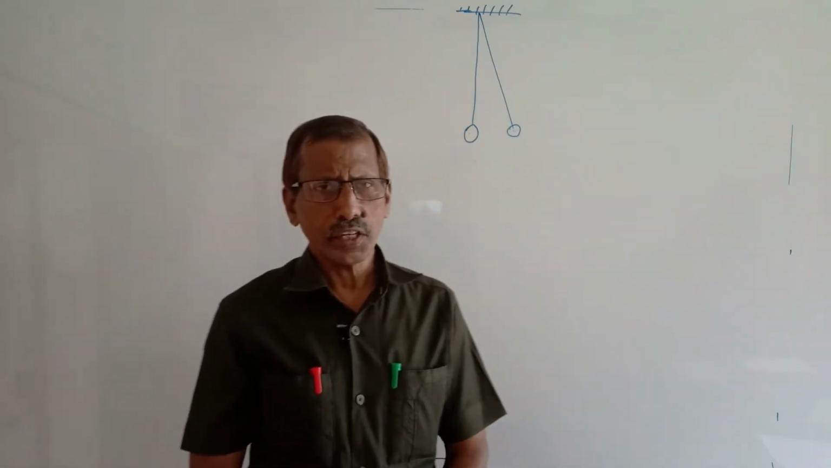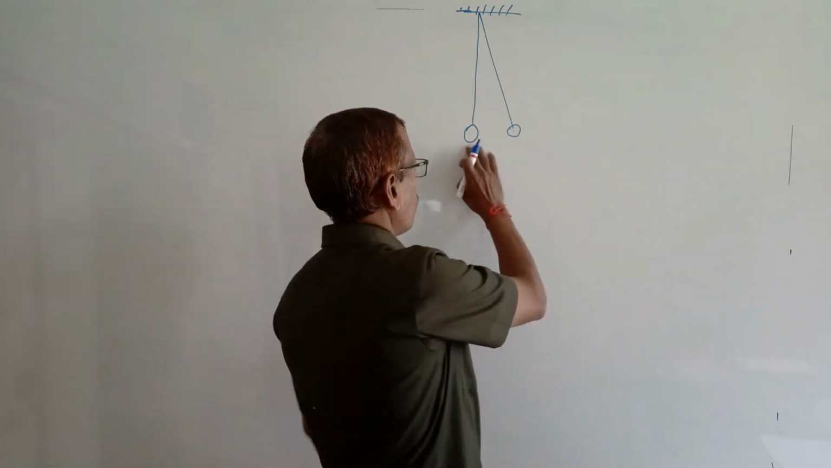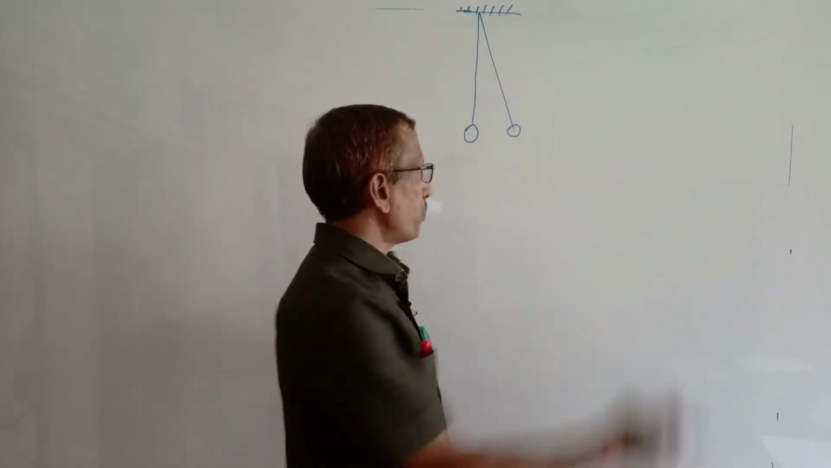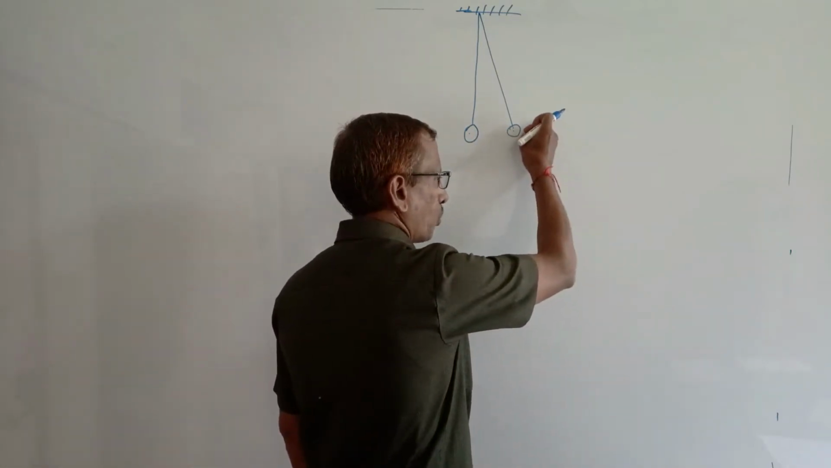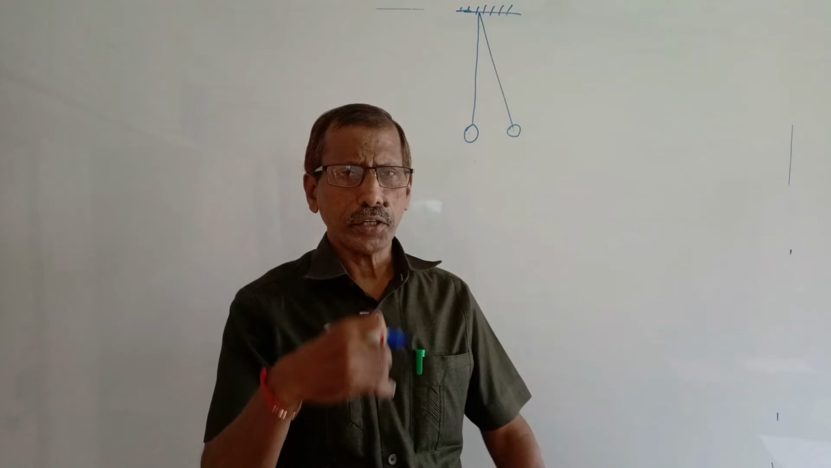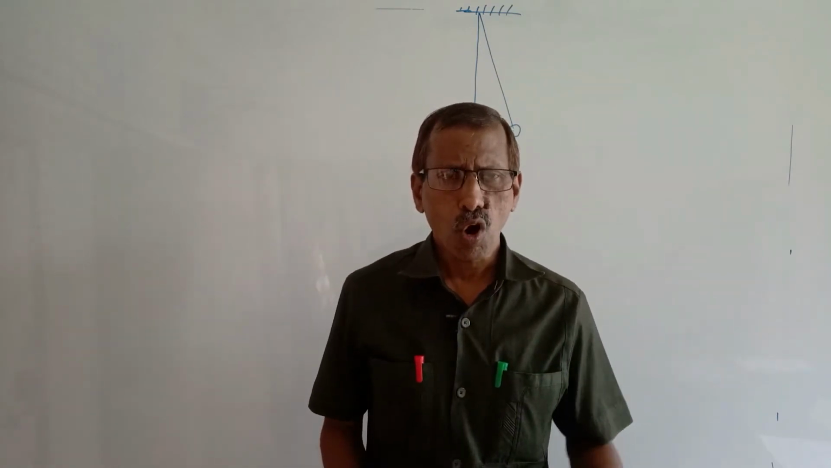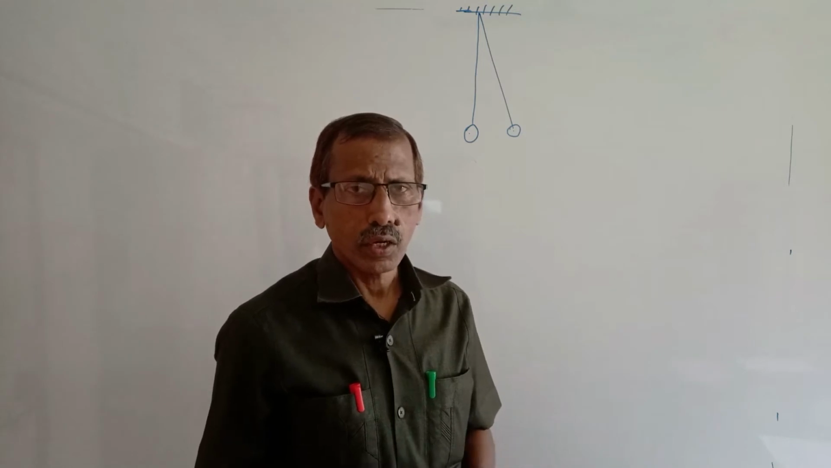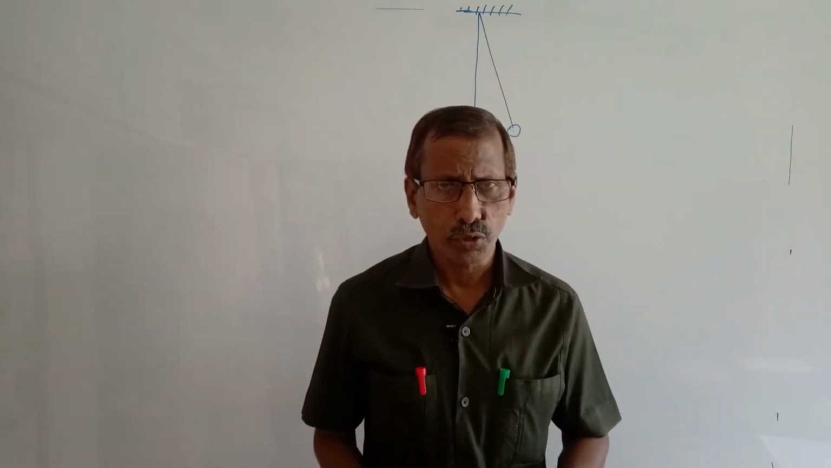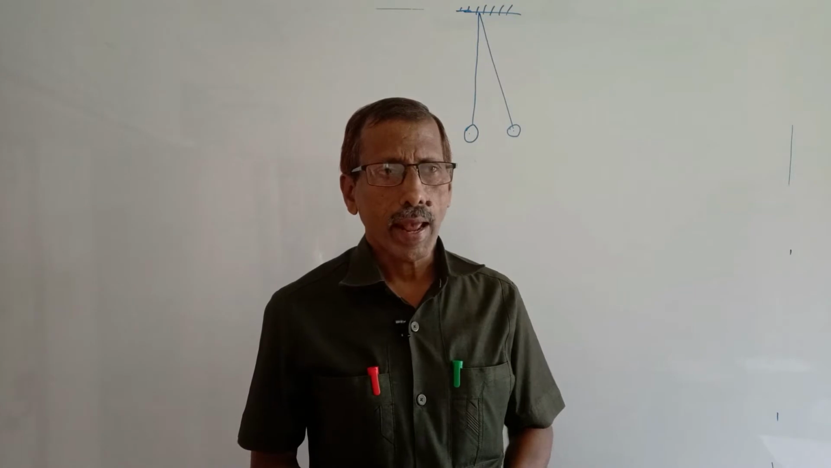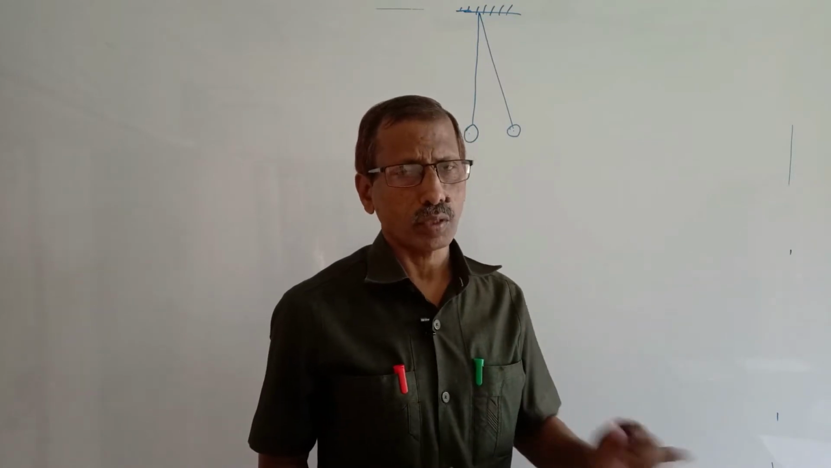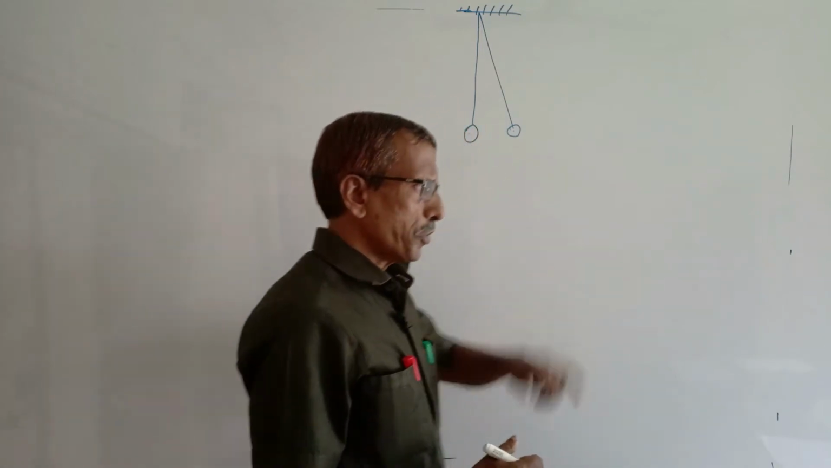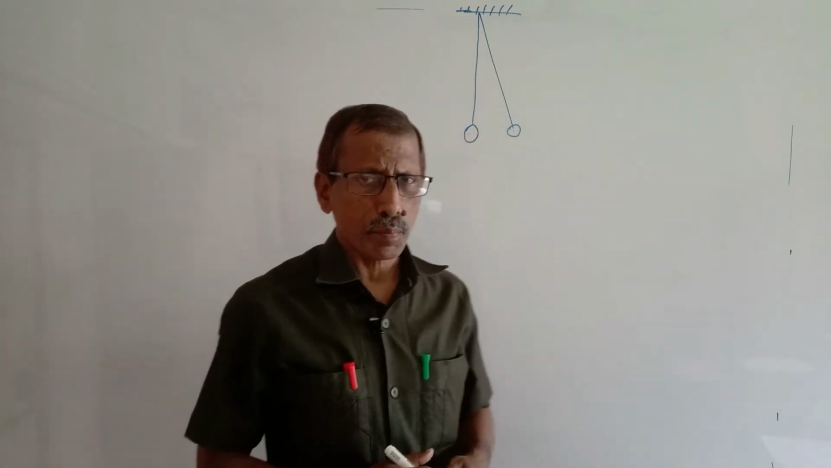When this bob is displaced from its mean position and released, we pull this bob from its mean position towards the right, then it is released. What is our experience? The bob performs linear simple harmonic motion when the amplitude of oscillation is small. So why does this bob perform linear simple harmonic motion?